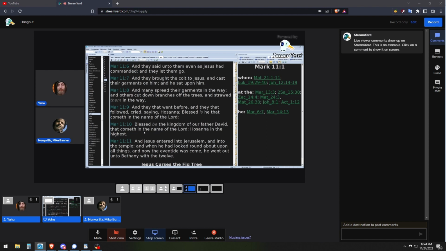Hosanna in the highest. That is what we would consider one day, and hopefully we'll see why. So this is so hard. So that was verses 1 through 10, and let me just read verse 11 to you.